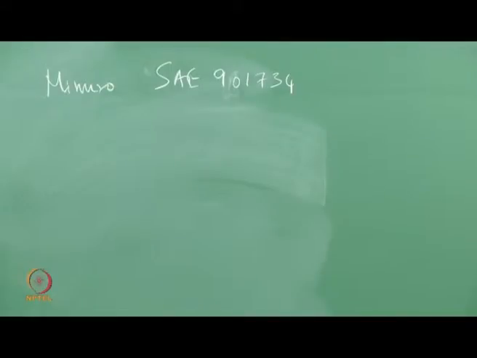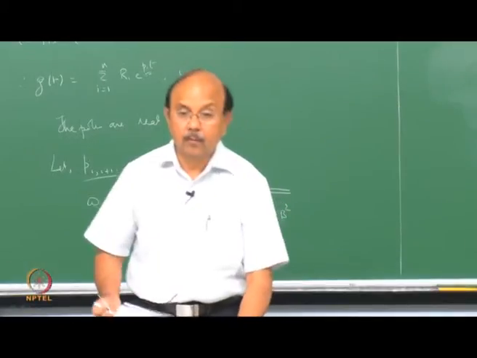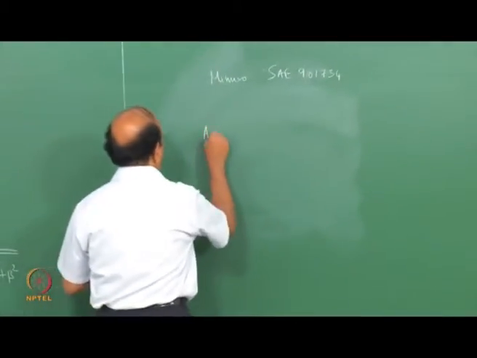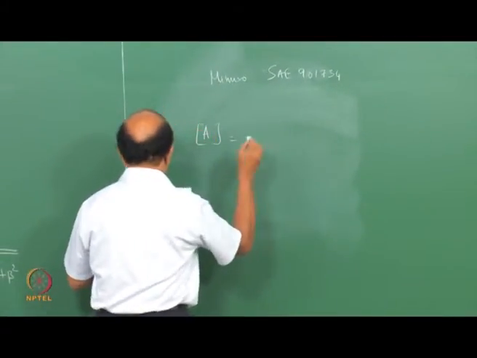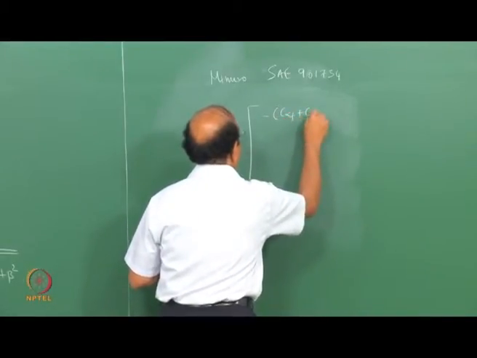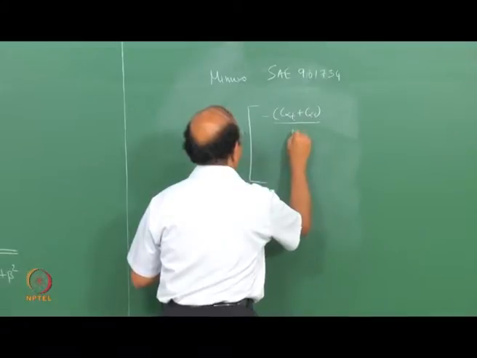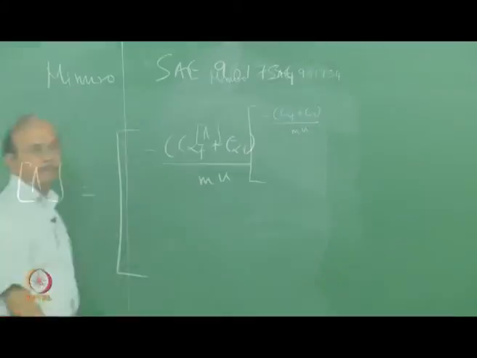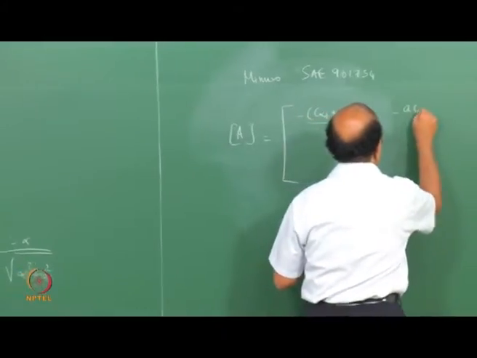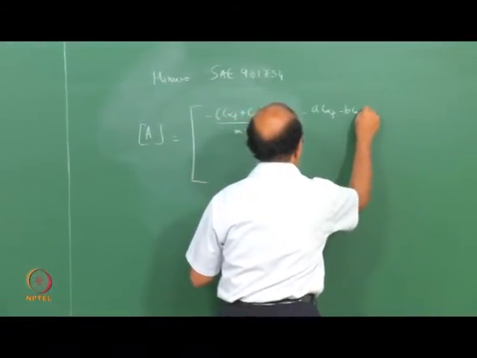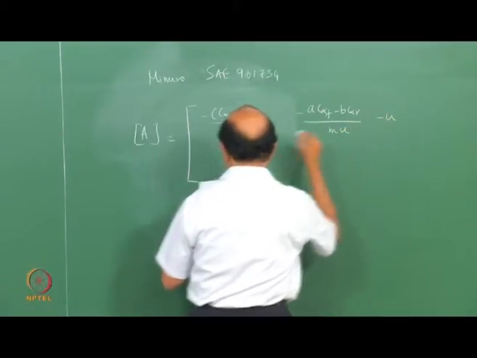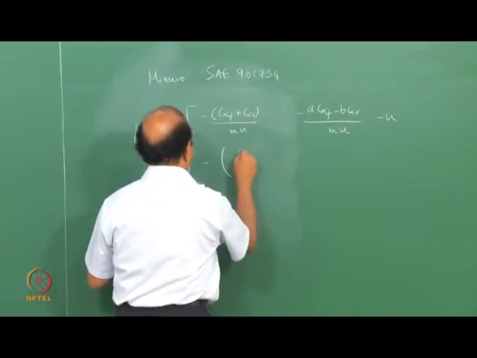So the first step, let me write down what you already have, so I don't have it in memory. I'm going to write down the A matrix for our problem. If there is any doubt, go back and refer. These are all there in your notes.